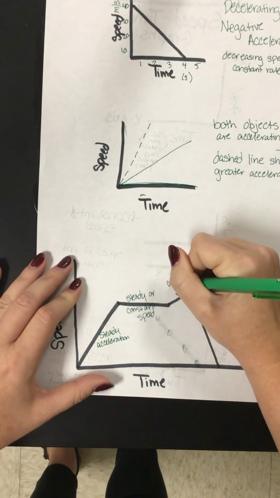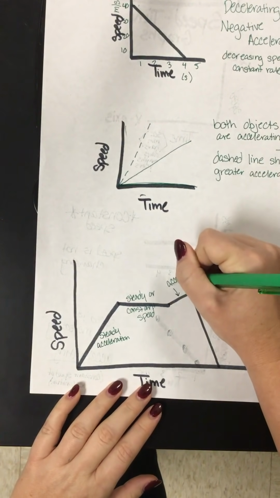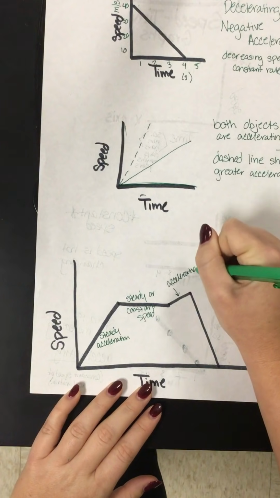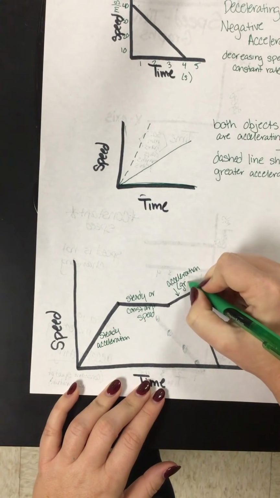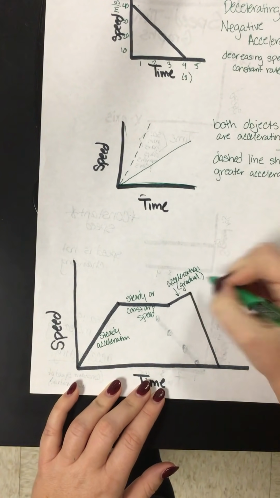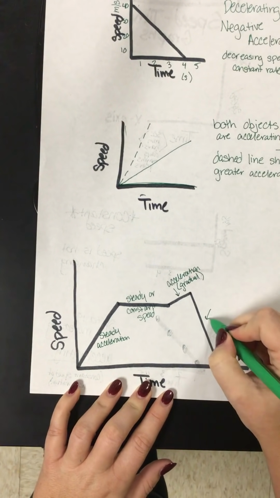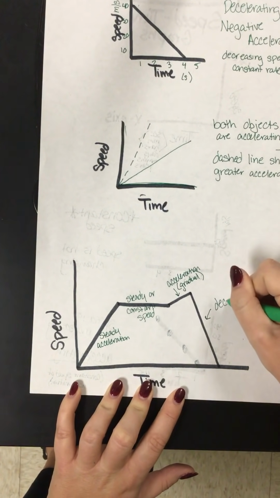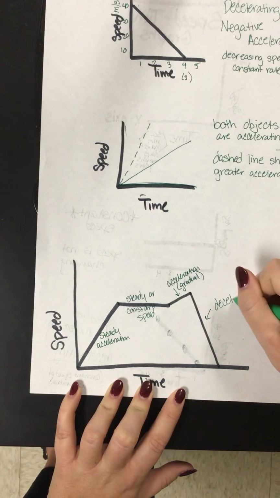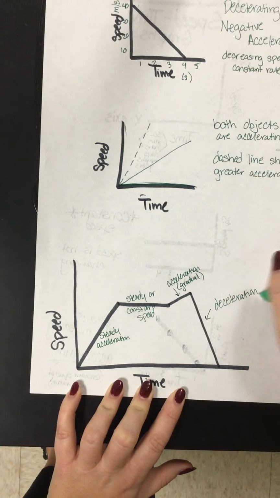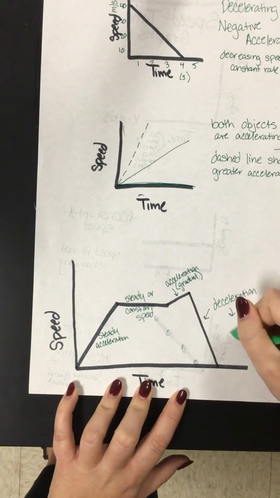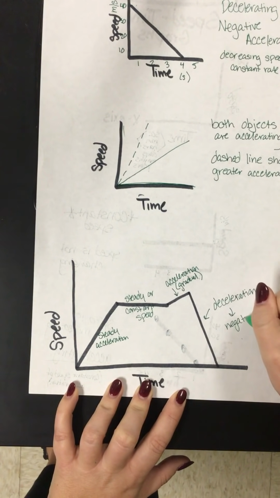Steady or constant speed. This is an acceleration, although a little more gradual, we'll put that in parentheses because it's closer to the horizontal. And then this right here, remember our ELA people are going to call this deceleration, which is fine. But then in our physics units, you may see this as a negative acceleration.